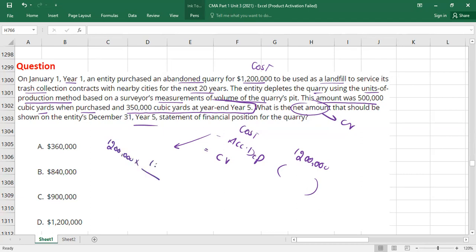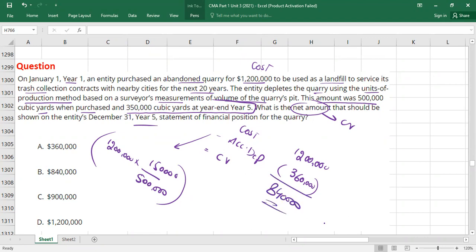Multiplied by the actual output, 150,000, divided by the total output, 500,000. This will give you accumulated depreciation, right? Because 150,000 you used. Can you calculate how much? 360,000, right? I hope so. Okay, so carrying value is how much? 840,000. This is the answer.